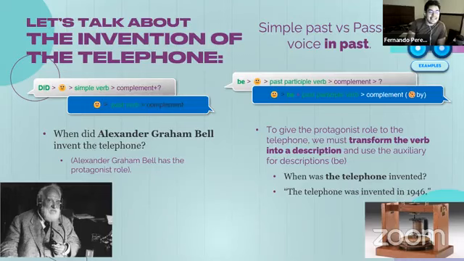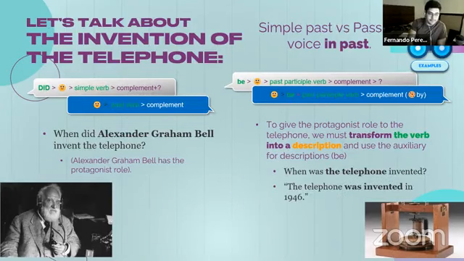But if we talk about the history of the telephone, we need to change the protagonist role. And this is when we use the second part, transforming the verb into a description. And if you have this result, when was the telephone invented? In the second case, Alexander Graham Bell disappeared. He's not important anymore. He's not relevant. Do you have any observation here?